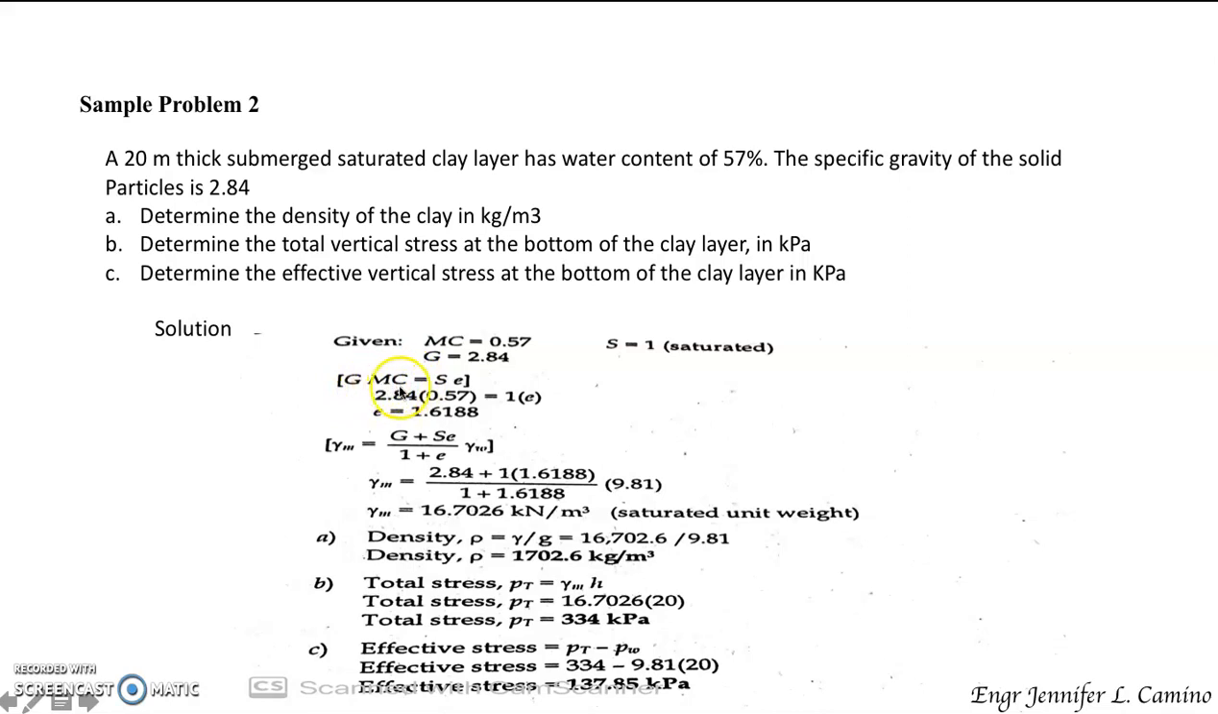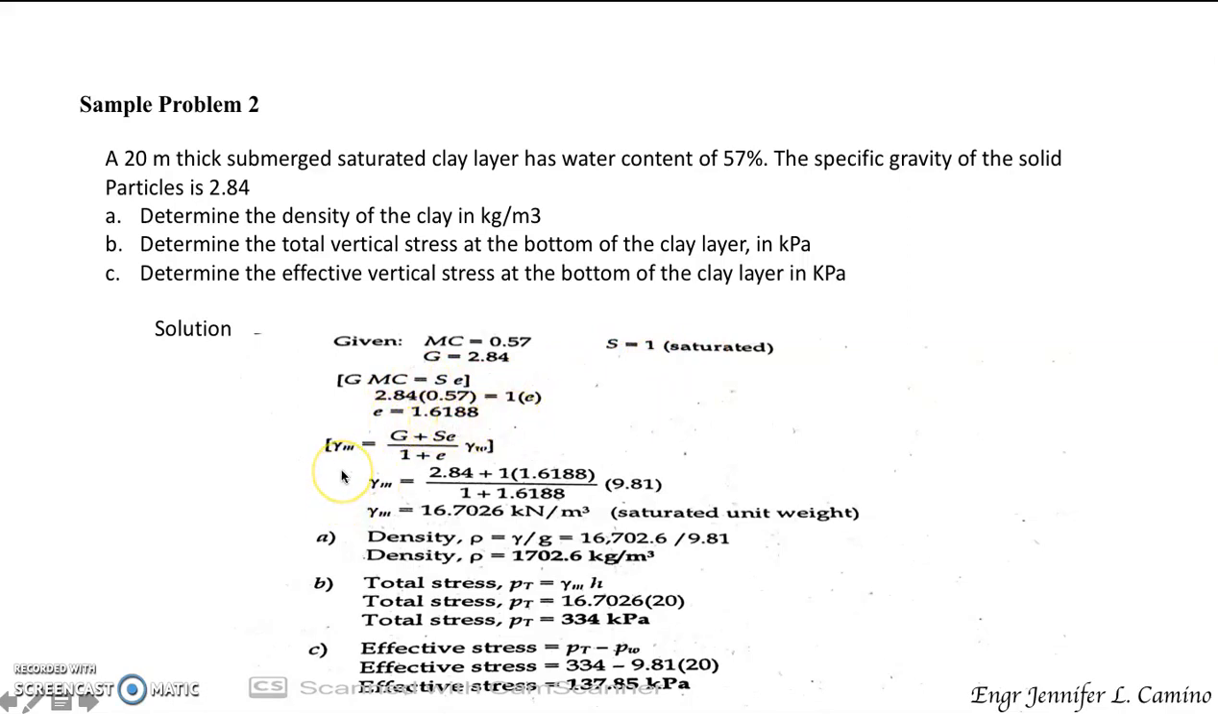Specific gravity times moisture content is equal to degree of saturation times e, which is the void ratio. This will be unknown, so we're given the specific gravity and moisture content, and this is saturated. So our degree of saturation is equal to 1. If we substitute into this equation, our void ratio is 1.6188.